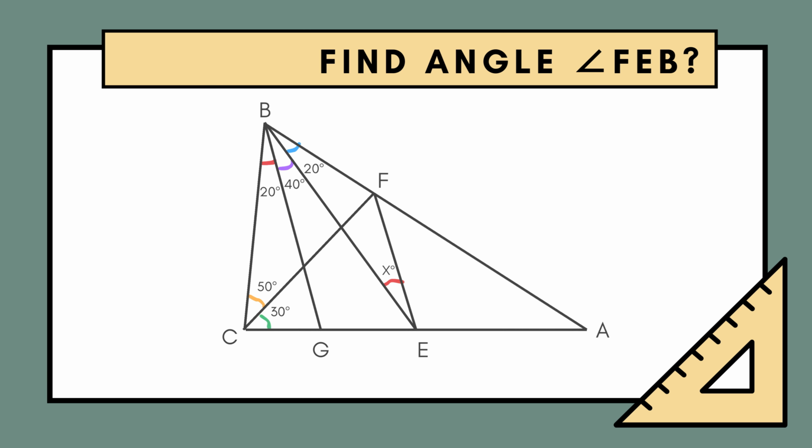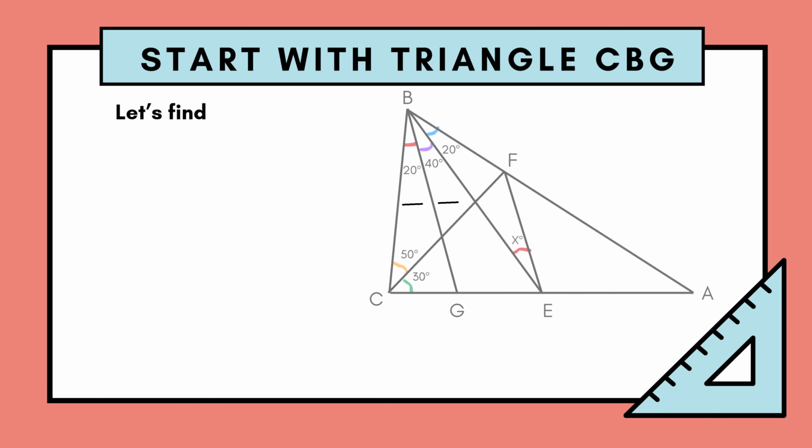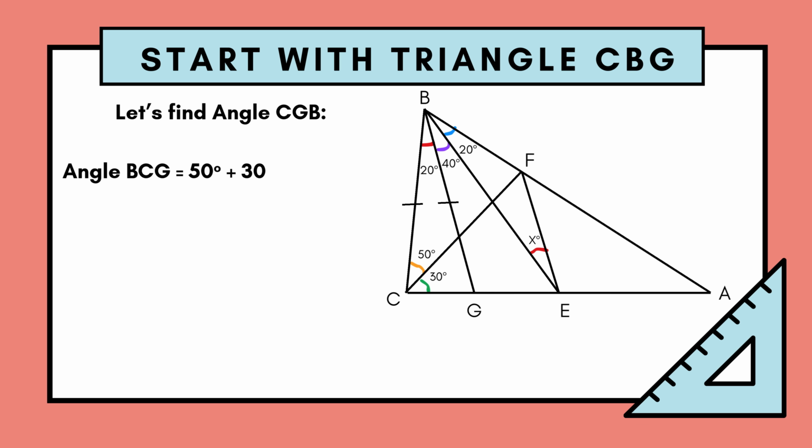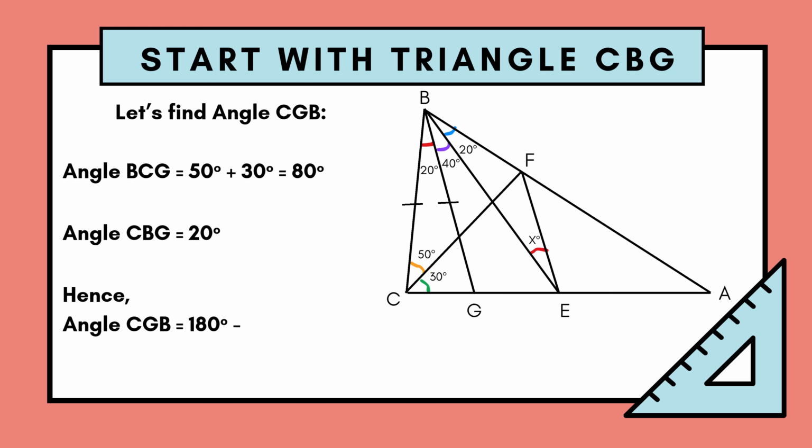Let's begin. Let's start by looking at triangle CBG. Angle BCG is equal to 50 degrees plus 30 degrees, which is equal to 80 degrees. Angle CBG is 20 degrees. So angle CGB must be 80 degrees, because all angles in a triangle add up to 180 degrees.